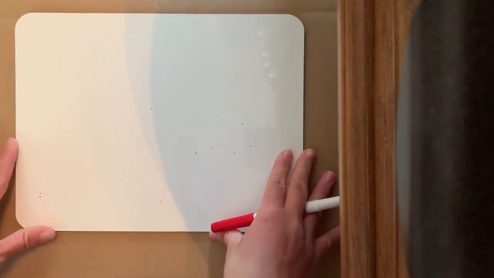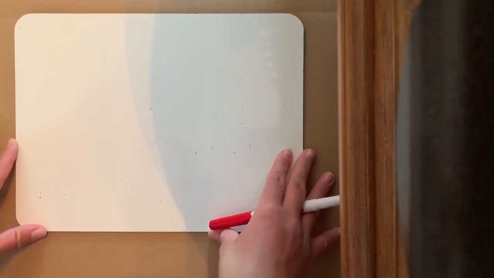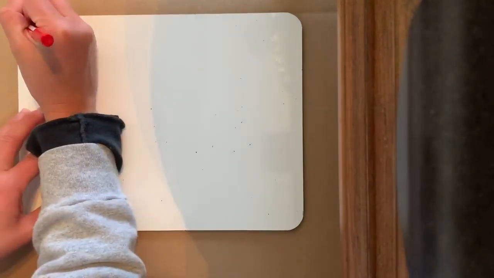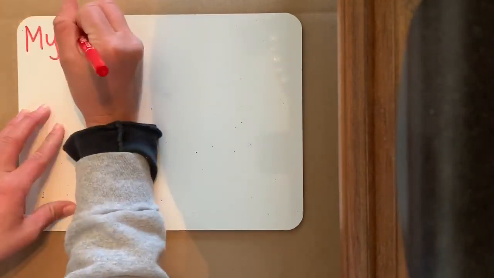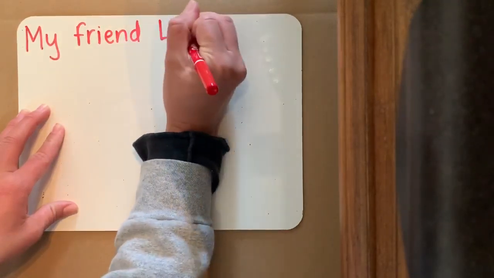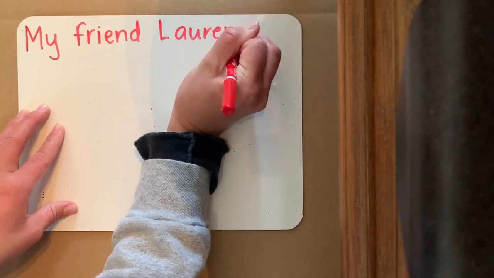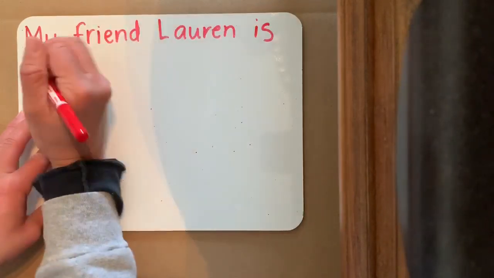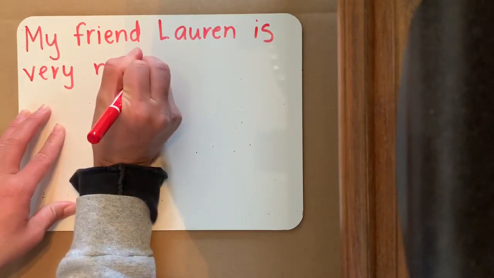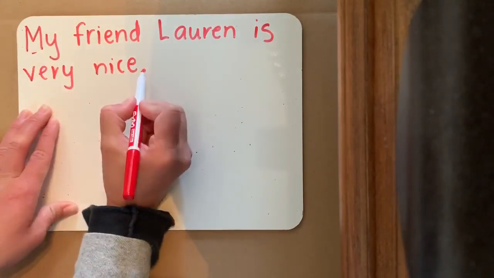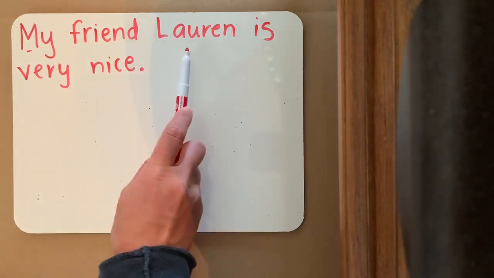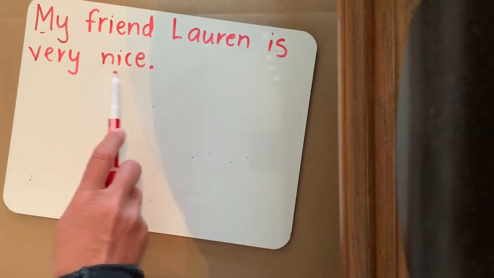So someone that is nice to me is my friend Lauren. First I'm going to write who is nice. So I'm going to write my friend Lauren is very nice. Remember, start with a capital letter, end with a period. My friend Lauren is very nice.